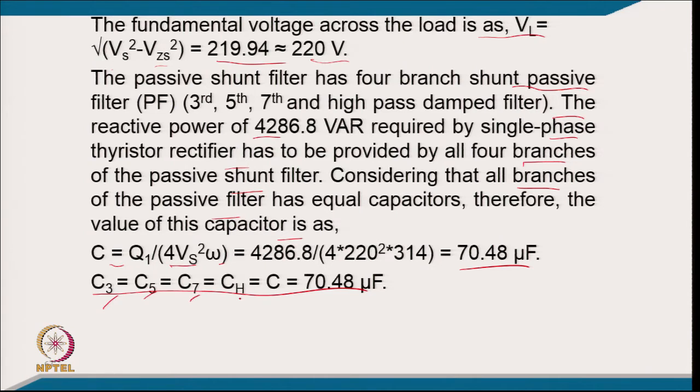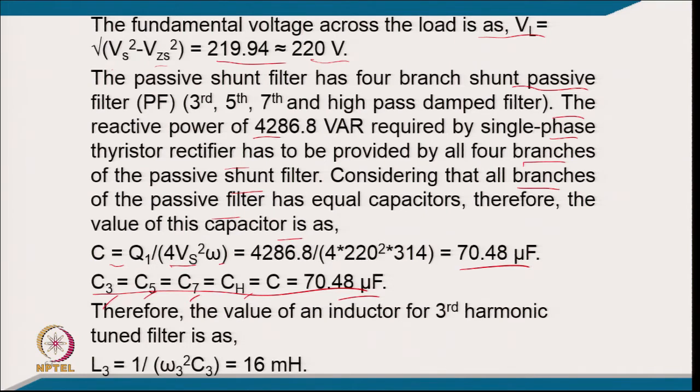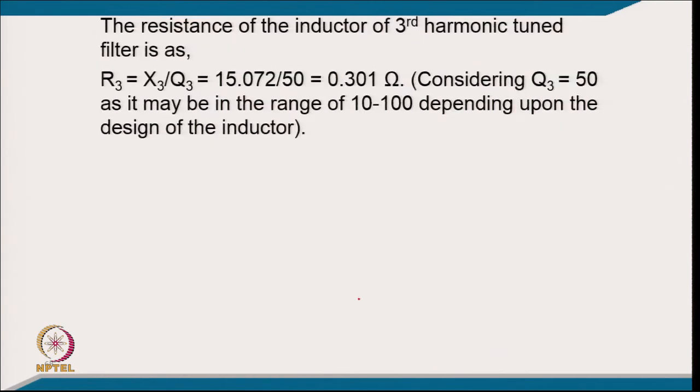All 4 have the same value: third harmonic, fifth, seventh and high pass, the same 70.48 microfarad. And therefore, the value of the inductor for the third harmonic, from the resonant relation, L3 comes equal to 16 millihenry, and the resistance of the third harmonic tuned filter will be R3 equal to X3 by Q3.